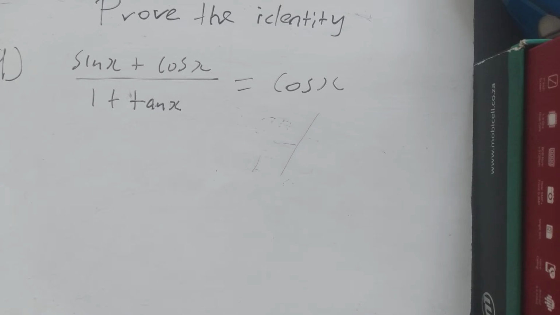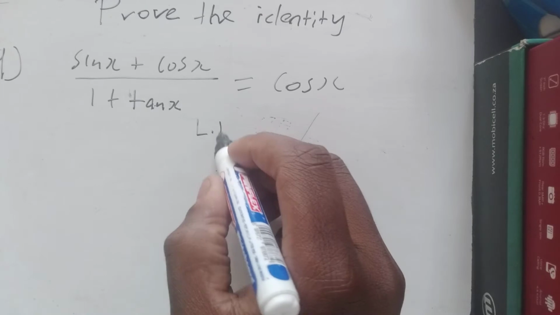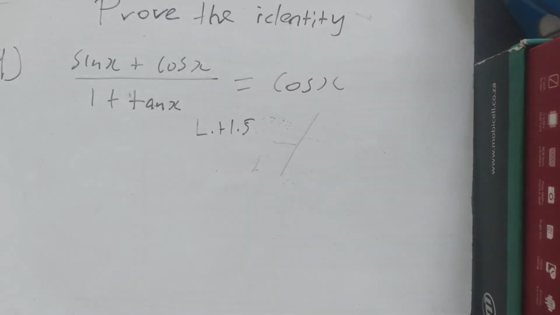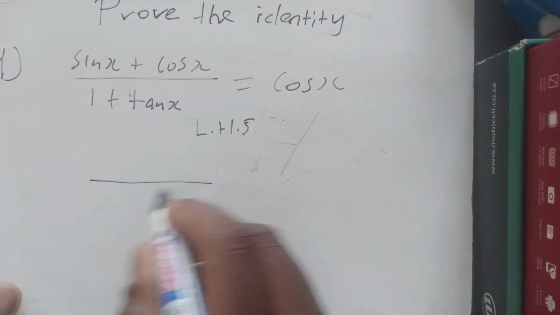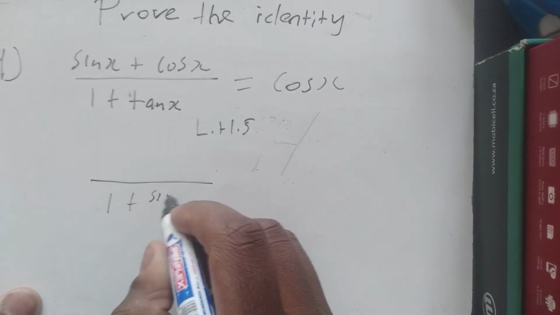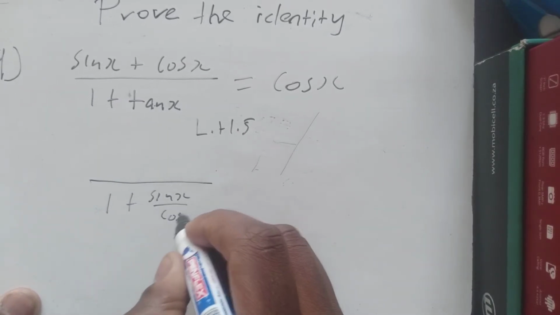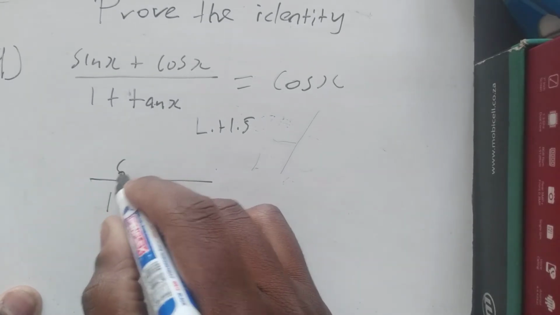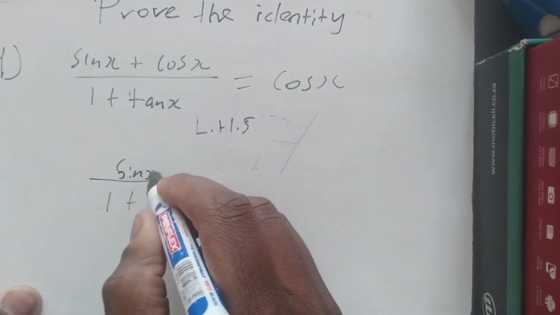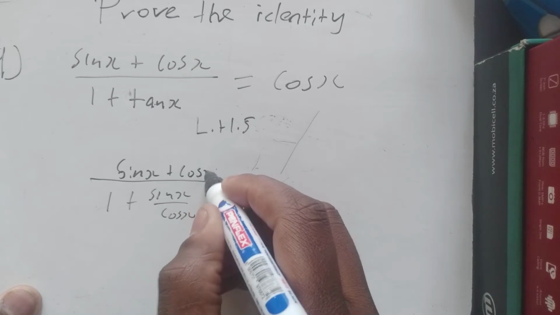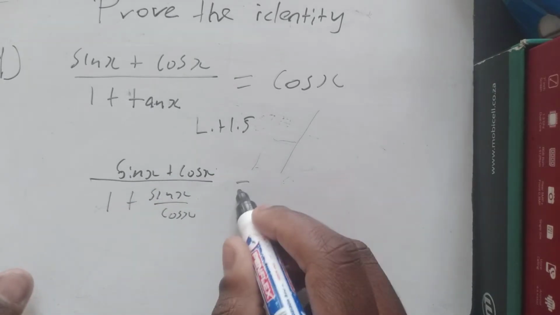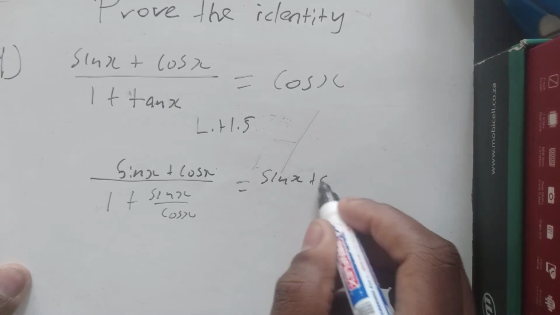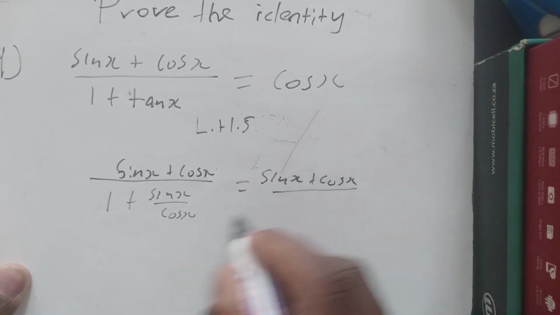Alright, so now we have this one, right? So let's prove it. Of course we choose the left hand side, and then from here we see tan again, so we know the first instinct is to change tan, so it becomes sine x over cos x, and then we leave the top and done. We can't even factorize it, by the way, because there's nothing to factorize there.